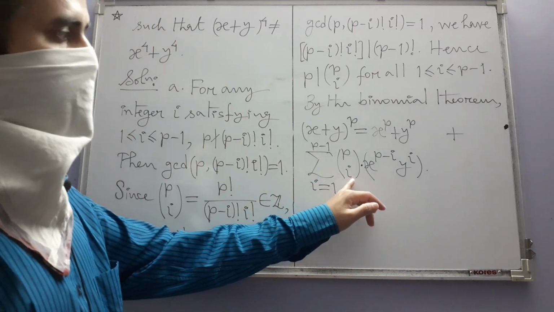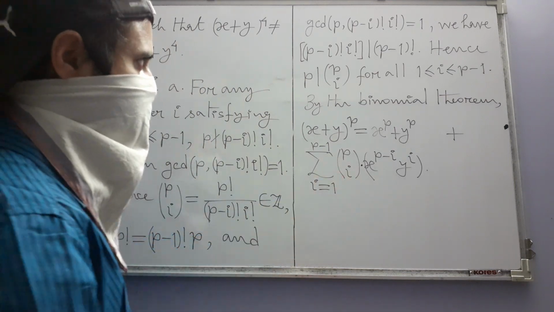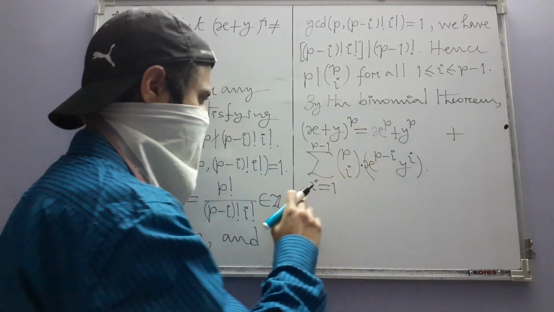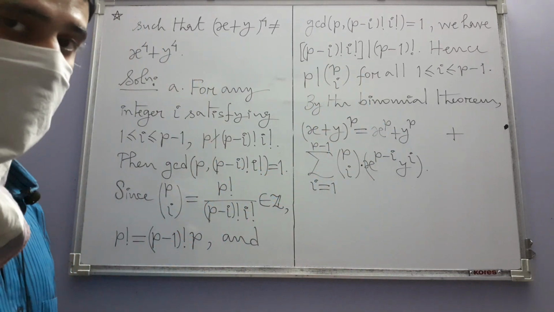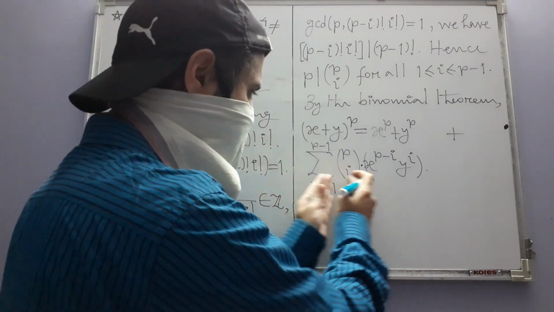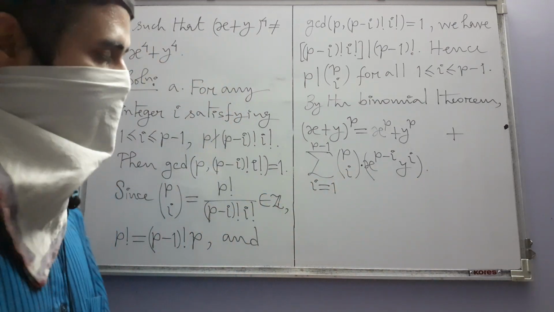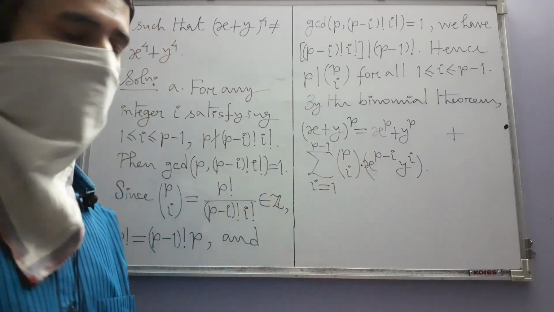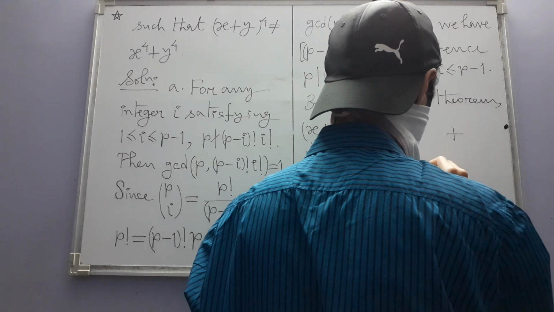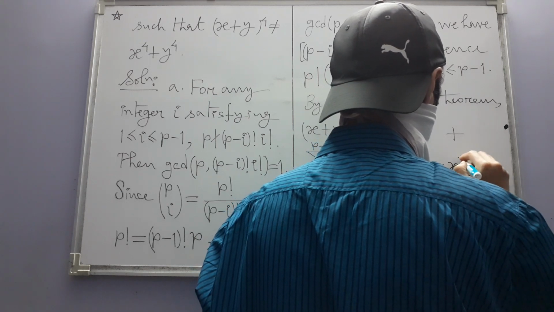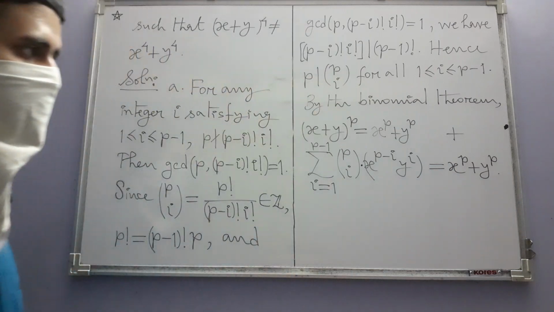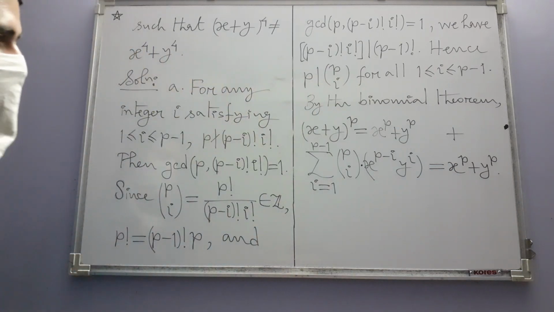So anyway, now what we are going to have is this. Because P divides this, this is a multiple of P. And that is why, since the ring has characteristic P, this sum vanishes. All the terms are 0. So that's why this is equal to the pth power of x plus the pth power of y. So that's how we have part A.